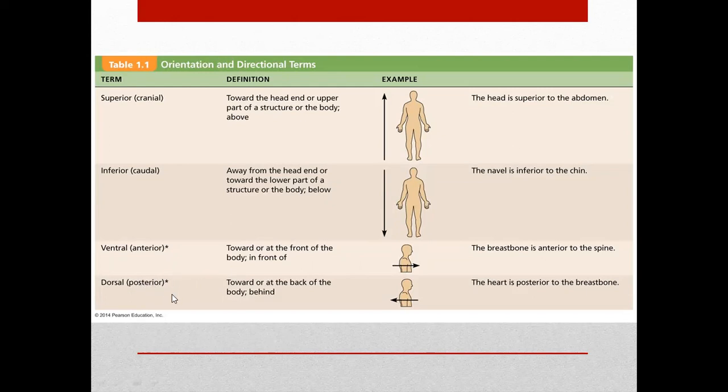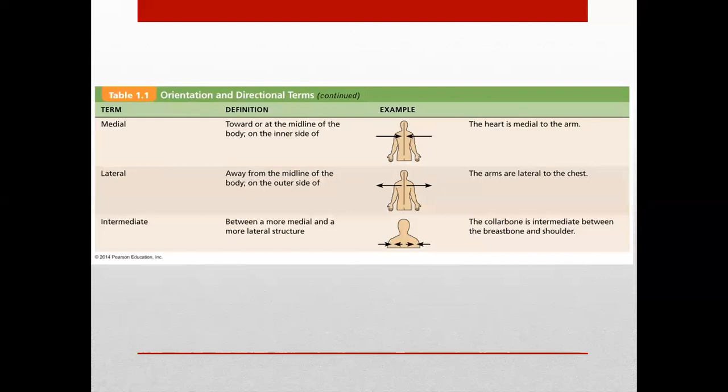And posterior is the opposite of anterior, which is towards or at the back of the body, behind. So we can say the heart is posterior to the breastbone. This is your breastbone, your heart is behind your breastbone. So you would say the heart is posterior to the breastbone.